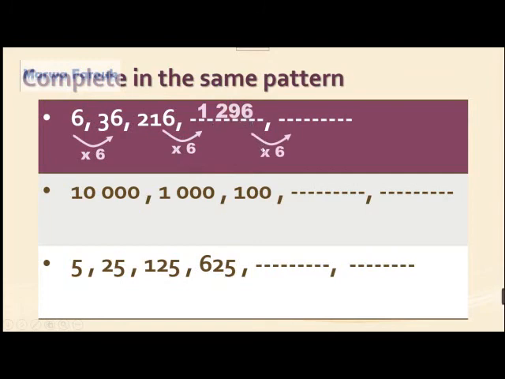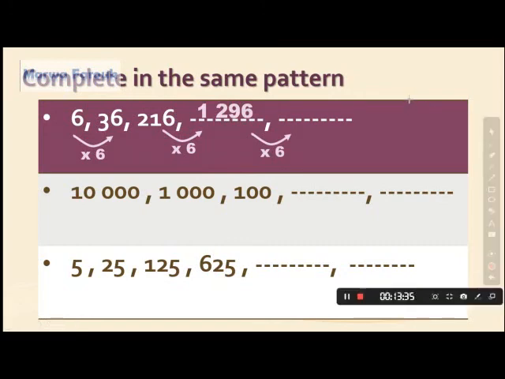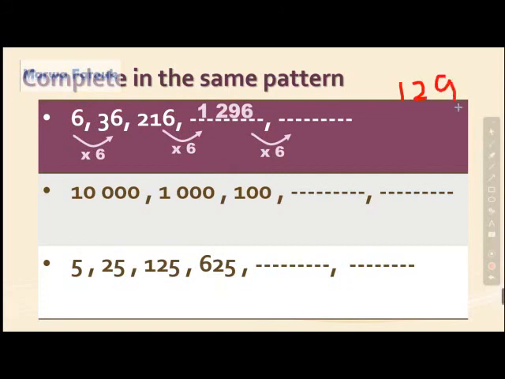Again, I will multiply by 6. 1296 times 6. Let's make it together here. 6 times 6 equals 36. I will write 6 and carry 3. Excellent. So now the next one, 9 times 6 is 54, and 54 plus 3 equals 57.